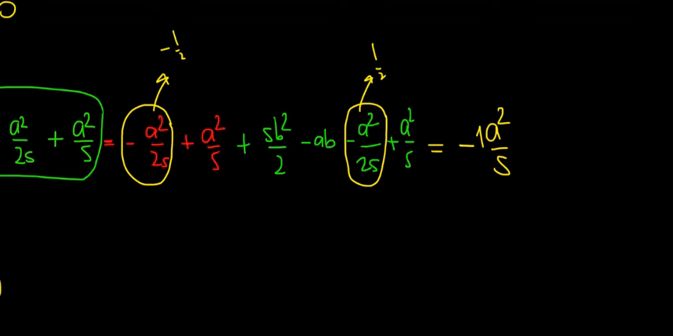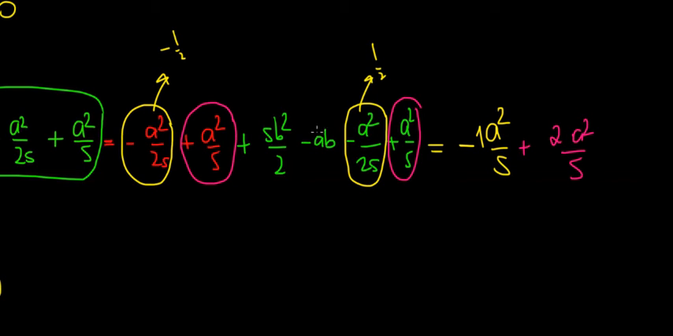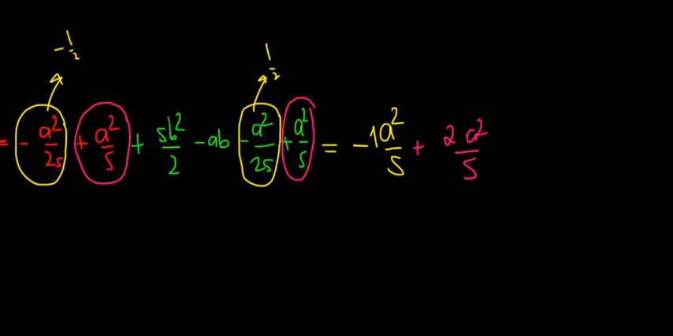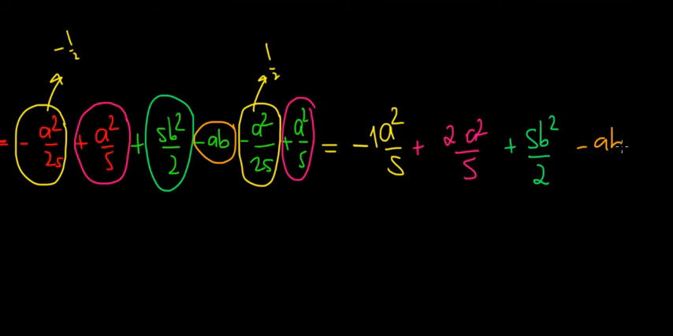Now, what else do we have? We have the following. Plus a squared over s plus another a squared over s becomes plus 2 times a squared over s. What else? We have this. We have plus s times b squared over 2 plus, let me just circle it, s times b squared over 2, so plus s b squared over 2, and then minus a times b, so minus a times b.